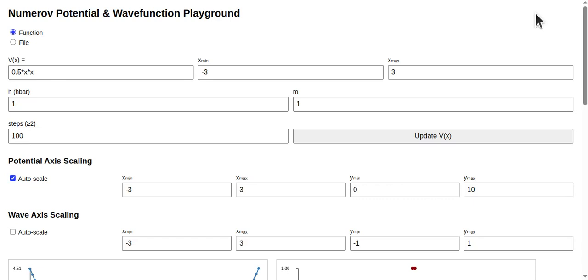Here I have an interactive website where you can solve a one-dimensional Schrodinger equation numerically. Here I can define a potential energy function, and I choose a unit such that h bar and the mass of the particle is 1. You can choose other units and update the values.